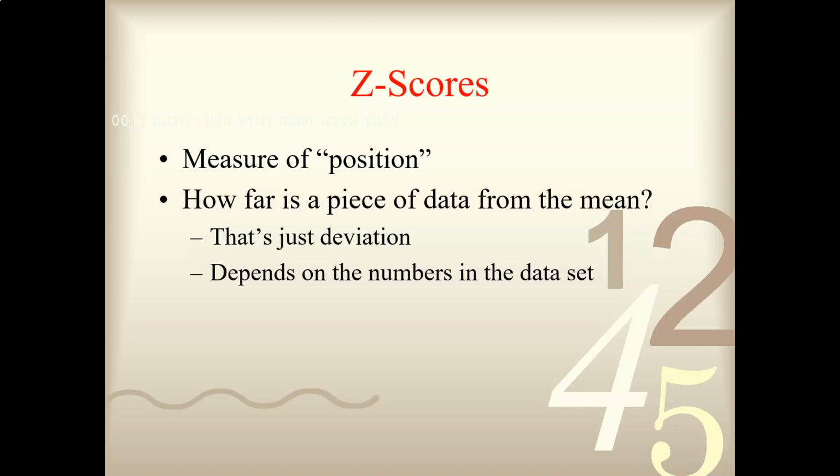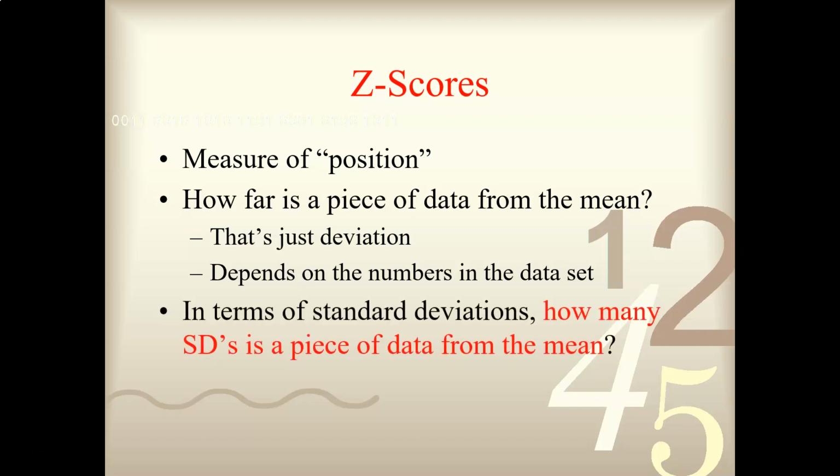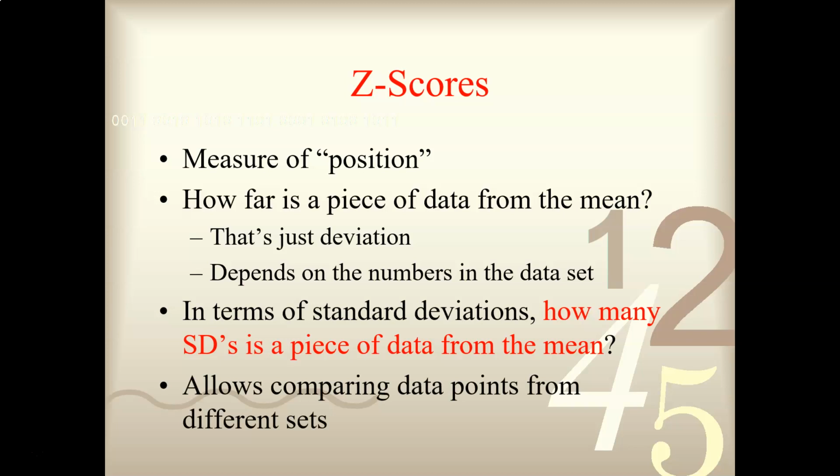And so what we do is we think about things in terms of standard deviations, because remember, the standard deviation is sort of like the average deviation in your data set. By looking at things in those terms, we remove the relative sizes of the numbers as a factor, and that's what a z-score is all about. It also allows us to compare data points from different sets, as we'll see in a moment.